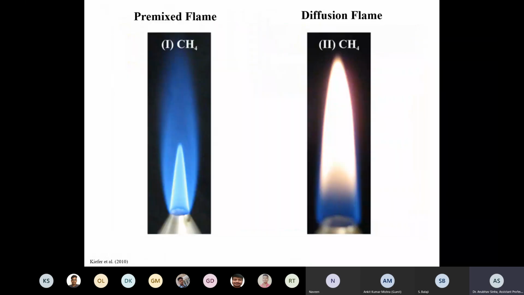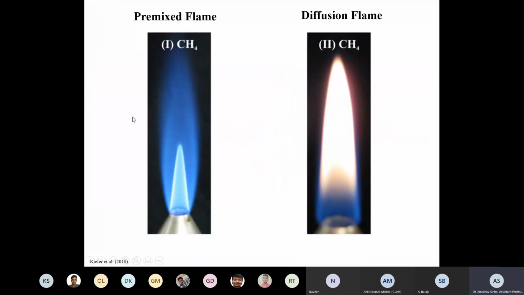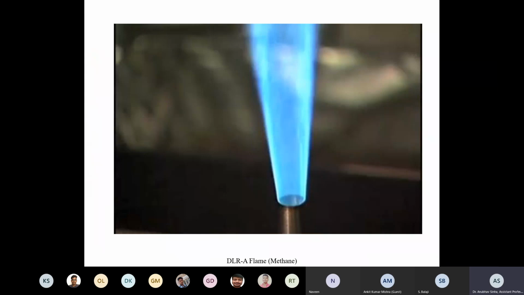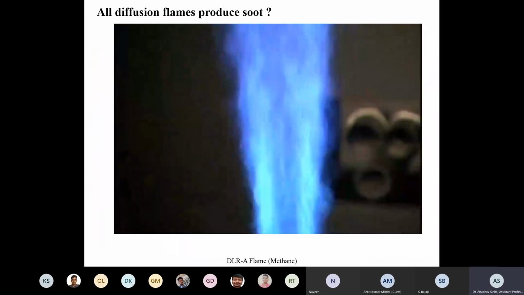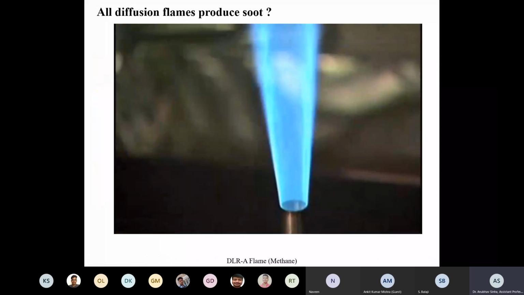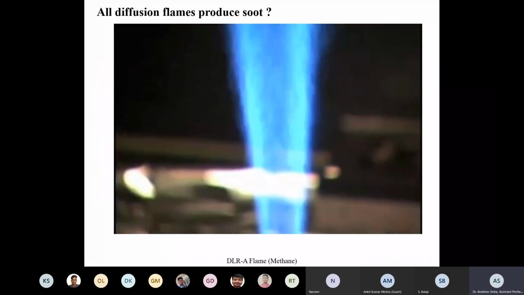See, in a candle, there is no mixing. This is just diffusion control. There is no turbulent mixing. So this is soot. Just to repeat what I said, most diffusion flames will appear yellow, but you cannot say that if a flame is blue, it is premixed only. It could be a diffusion flame also. So a diffusion flame can also be blue. Most likely in 90% of cases it is yellow, but you can also make it blue.